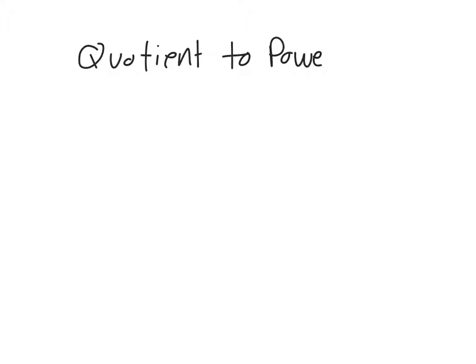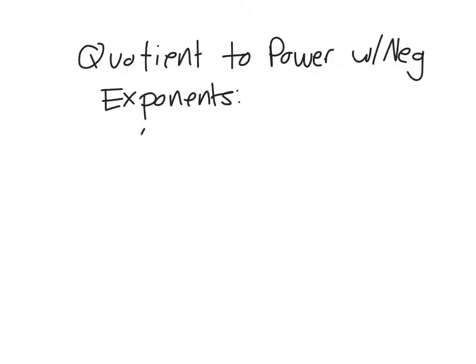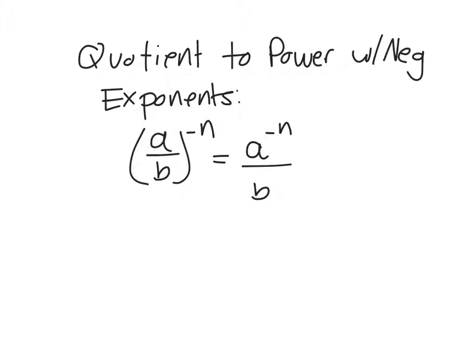There's a special case of this quotient to power with negative exponents. If you have a fraction raised to a negative power, I'm going to show you the long way first. You would do the quotient to power first, so a to the negative n, b to the negative n.